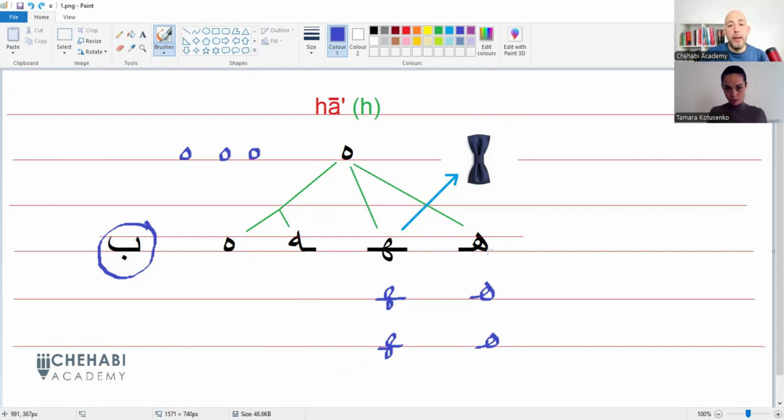Then we have two forms at the end of a word. Why? Usually when the beginning and the middle are different, we also have two different shapes at the end of a word. Because this ha, the first one, is connected from the right and this is separate. So this drop is somehow raised. I would say it's a little bit similar to the head of a camel.